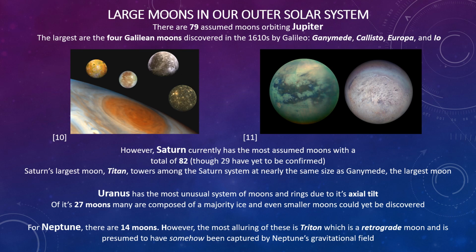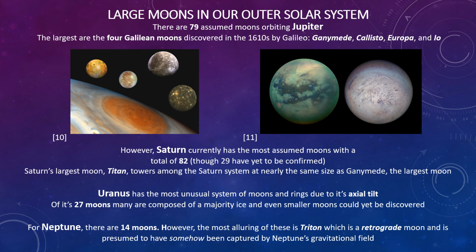So there are quite a few large moons in the outer solar system. 79 moons are assumed to be orbiting Jupiter, and of those, the four largest are the Galilean moons, Ganymede, Callisto, Europa, and Io. Saturn, though, is assumed to have the most moons, with currently a confirmed total of a potential total of 82. 29 are still waiting to be confirmed.